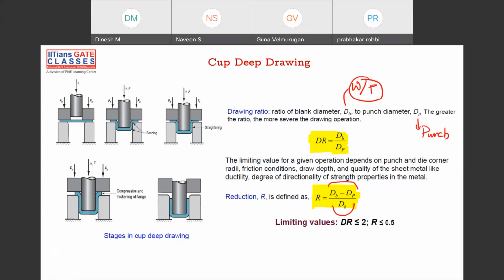And for the limiting values, the drawing ratio cannot increase more than 2, and the reduction cannot increase more than 0.5. So the drawing ratio should always be less than or equal to 2, and the reduction should always be less than or equal to 0.5. That is what they're trying to say. Is it clear, guys?